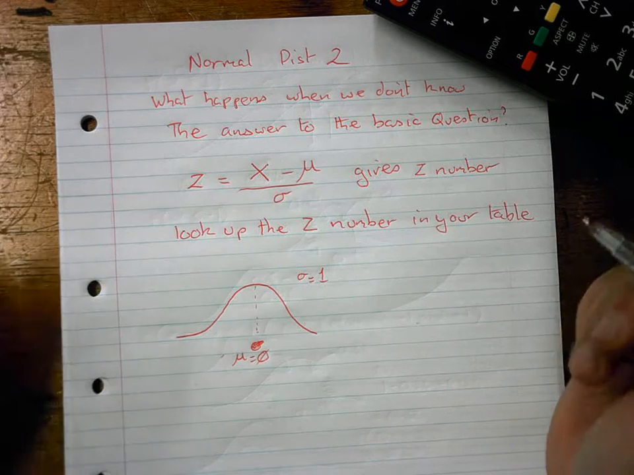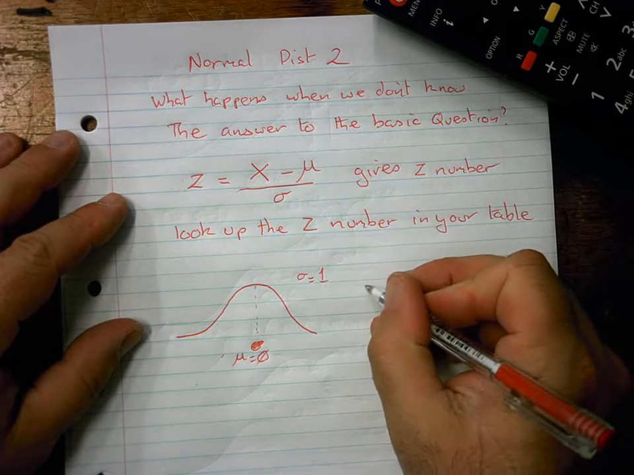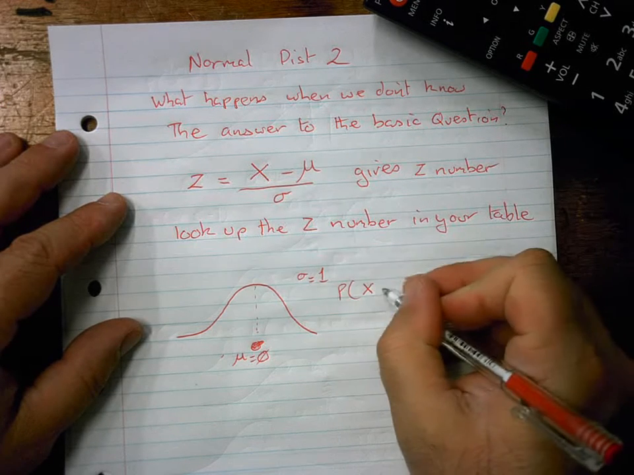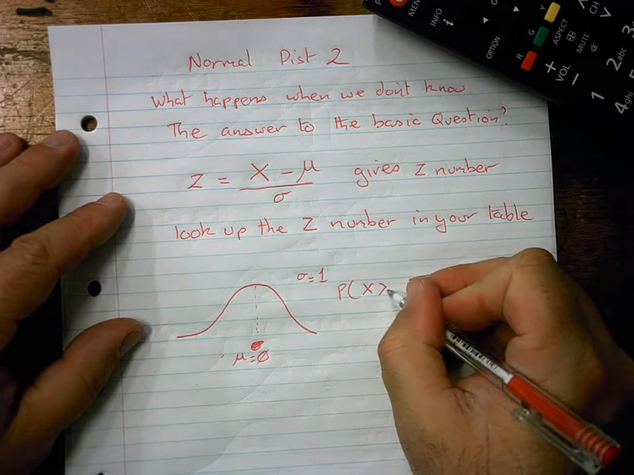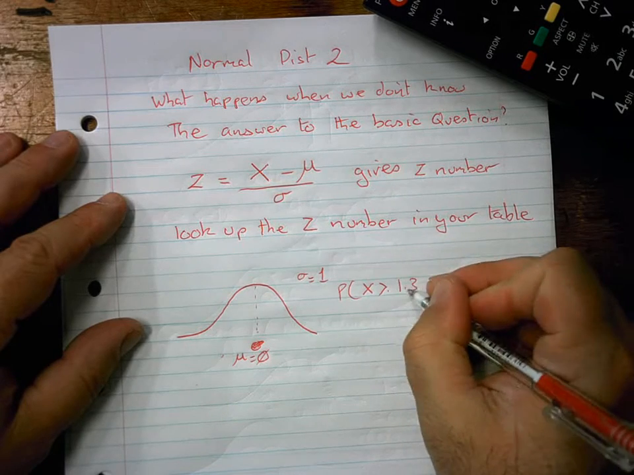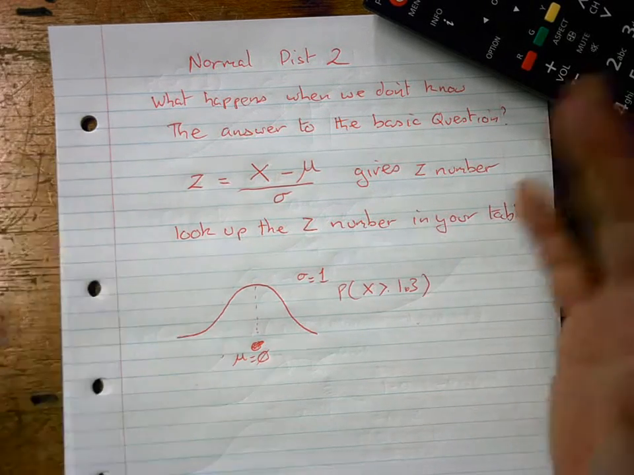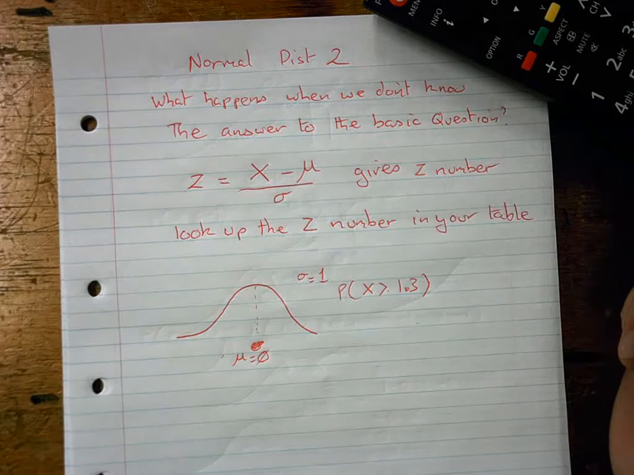Okay, so what happens if I want to ask, what is the probability that x is greater than 1.3? How am I going to deal with that? Because when it was 1, we knew it was about 0.34, that was fine.